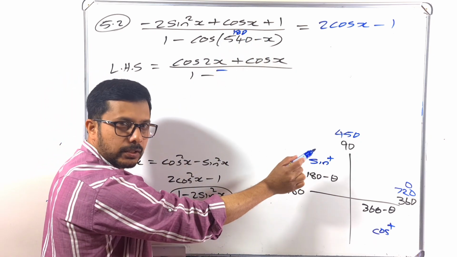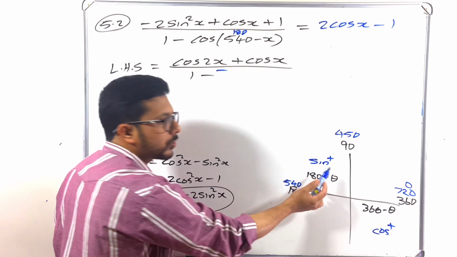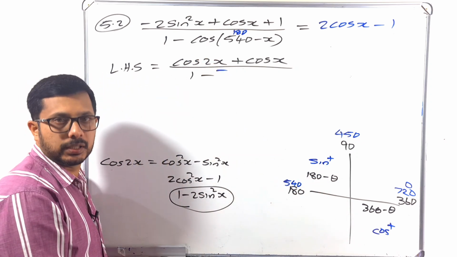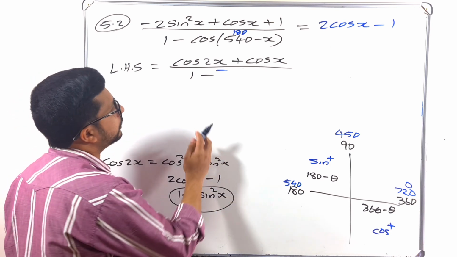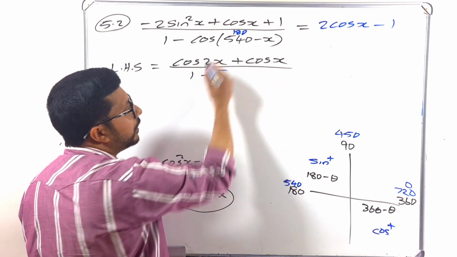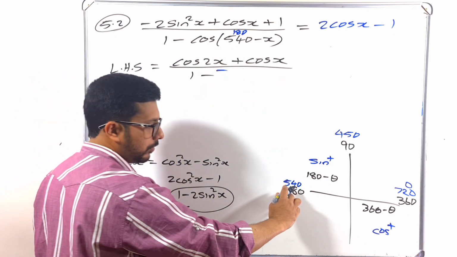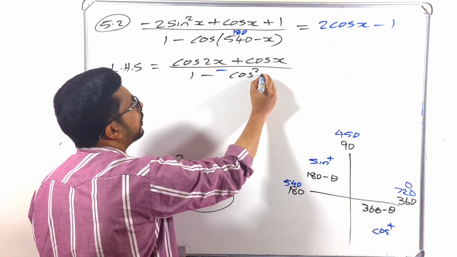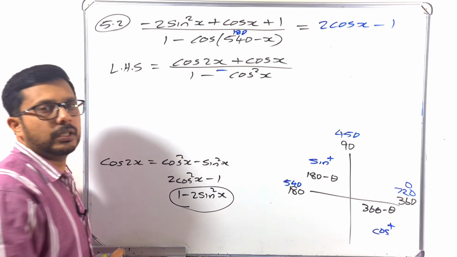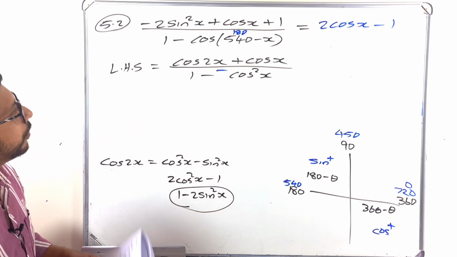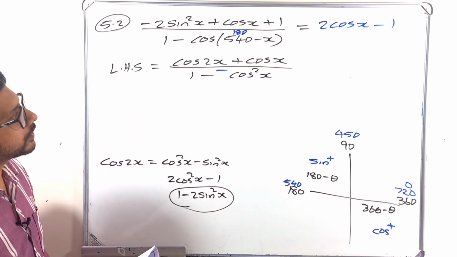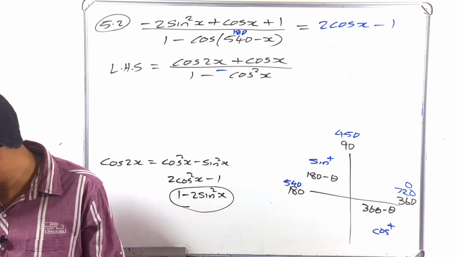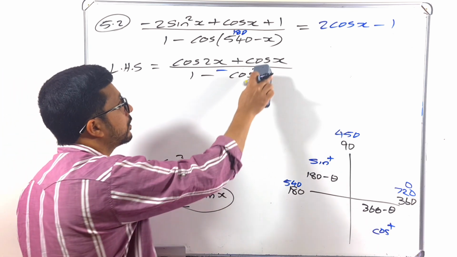180 minus means second quadrant. In the second quadrant, what is positive? Sine is positive. Here cos is negative. So it is negative, and if it is based on the horizontal line, there is no change in the trigonometric ratio. So it is here cos x. Now what is this one? Cos 2x divided by, I mean, not cos square. It is cos x, is it not so?